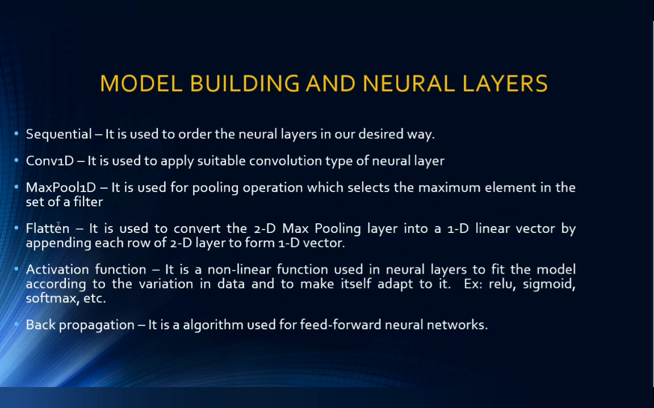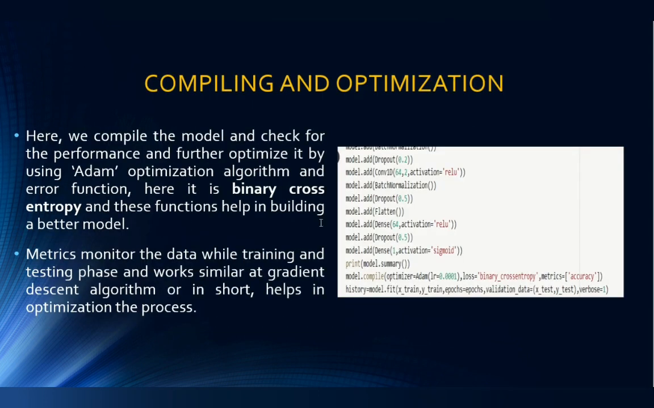Here are some of the techniques that we used to build up the neural layer. Sequential is used for ordering the neural layer. Convolution 1D is used for applying the suitable convolution layer. Maxpool 1D is used for pooling operations, which selects the maximum element from the set of a filter. Flatten is used to convert the two-dimensional layer into a one-dimensional linear vector by appending each row of the 2D layer. Activation function is a nonlinear function which we apply to the neural layer.